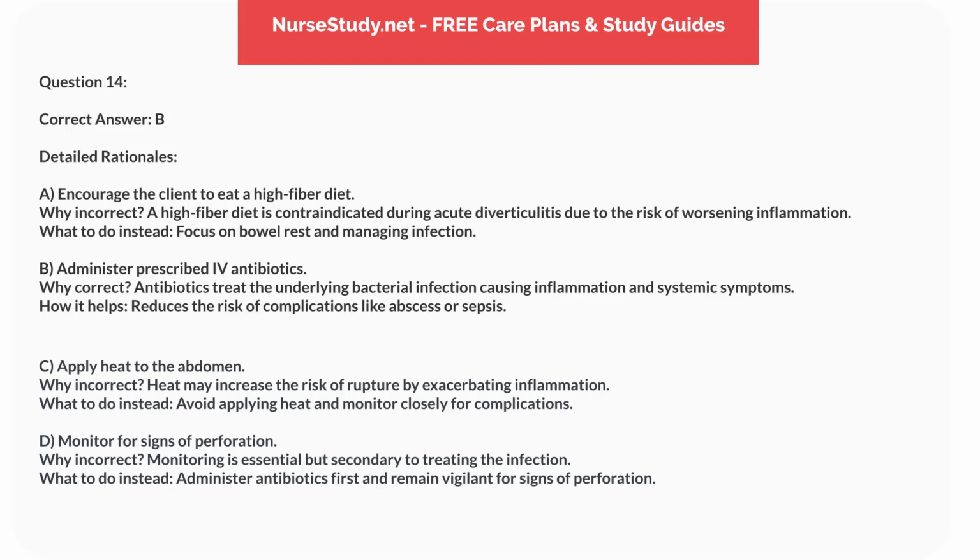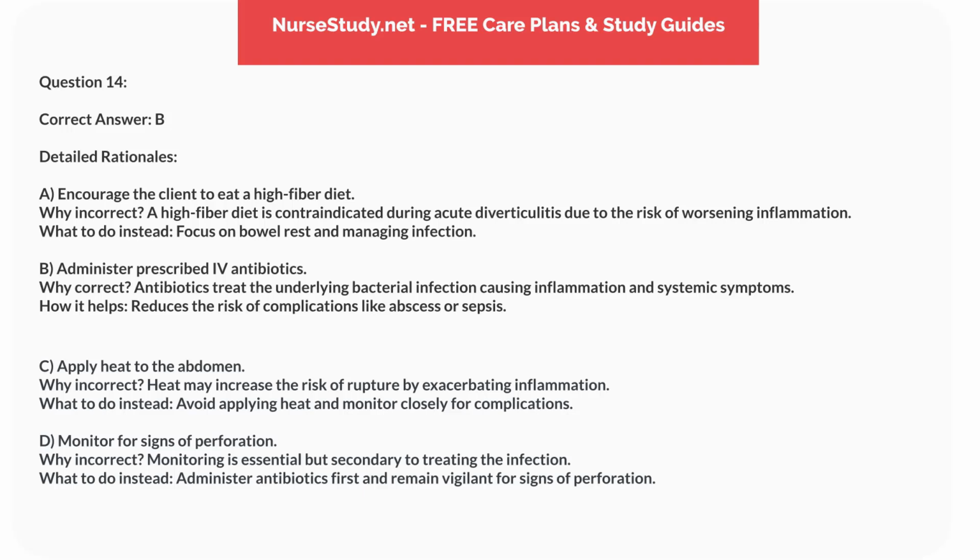B. Administer prescribed IV antibiotics. Why correct? Antibiotics treat the underlying bacterial infection causing inflammation and systemic symptoms. How it helps: reduces the risk of complications like abscess or sepsis. C. Apply heat to the abdomen. Why incorrect? Heat may increase the risk of rupture by exacerbating inflammation. What to do instead: avoid applying heat and monitor closely for complications.